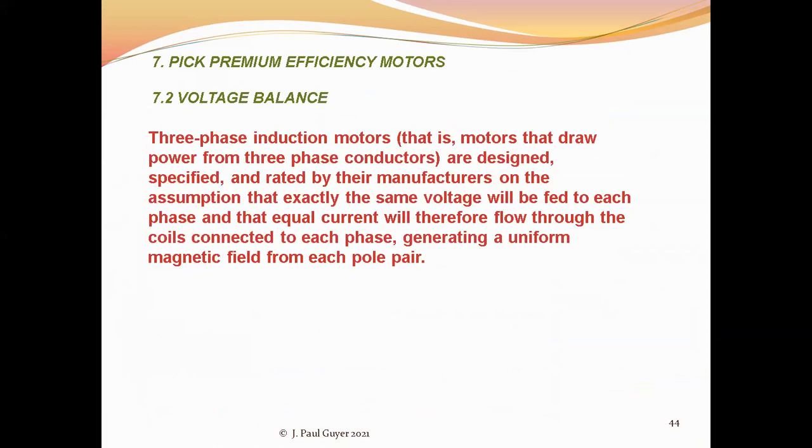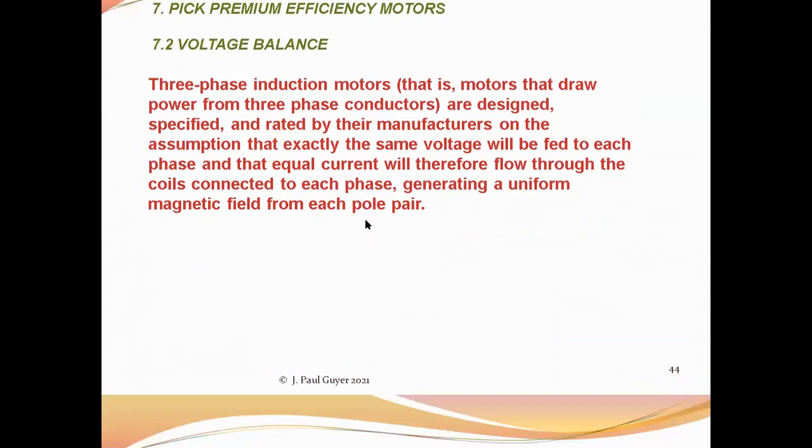These are motors that draw power from three-phase conductors. They are rated by their manufacturers on the assumption that exactly the same voltage will be fed to each phase, and that equal current will flow through the coils connected to each phase, generating a uniform magnetic field from each pole pair.